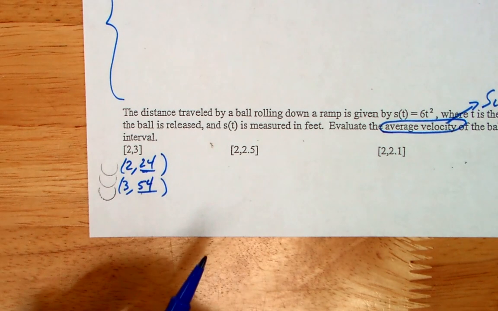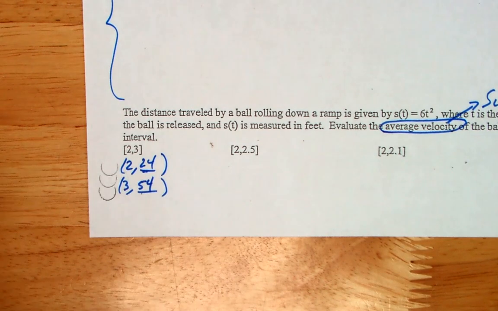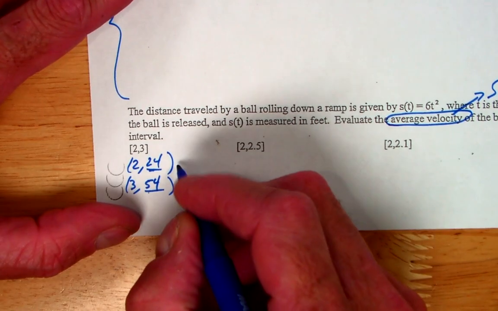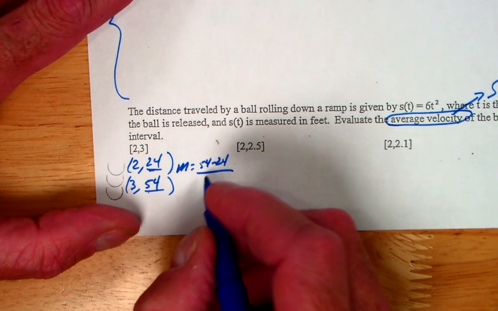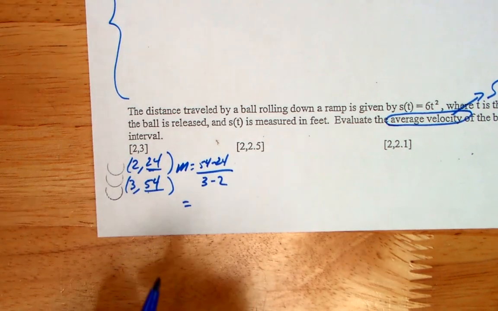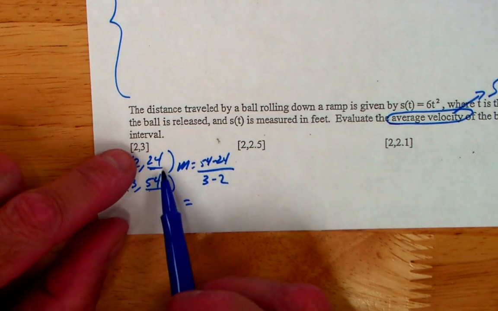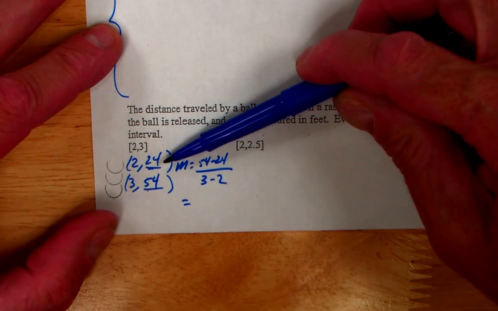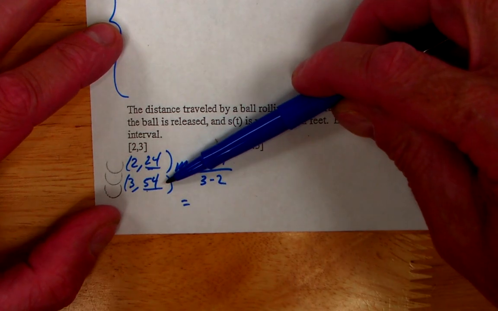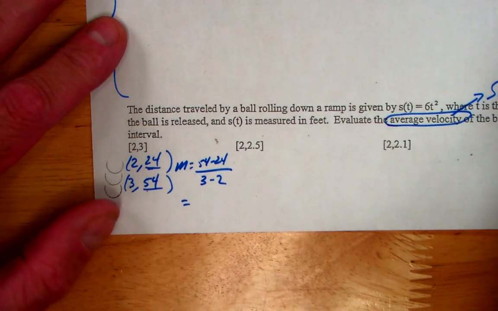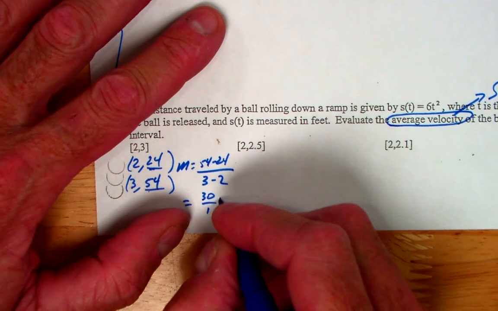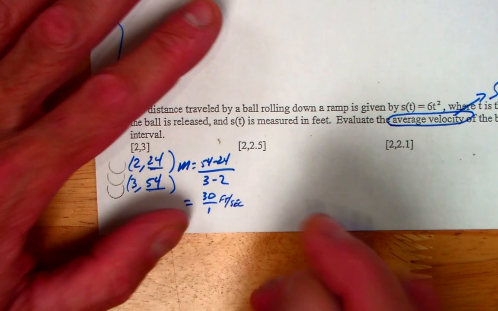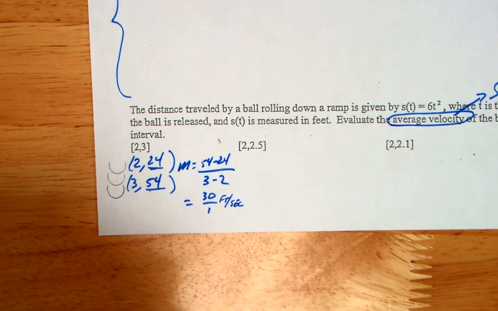And now I'm going to try and convince you why this is just slope. There's a reason why we hit slope so hard. It's used all the time in a lot of different situations. My slope here is 54 minus 24 over 3 minus 2. What does this mean? It started out at 24 at the start of my interval. It was 24 feet away. Now it's 54 feet. So how far has it traveled? 30 feet. In 1 second. So that is 30 feet per second.